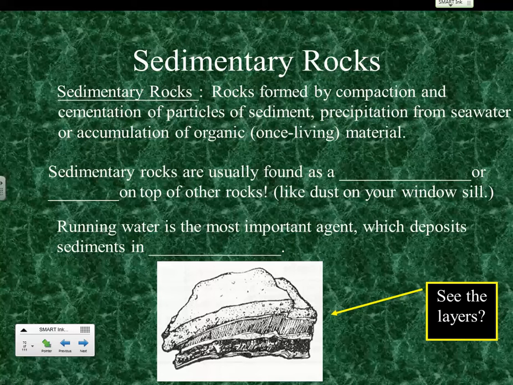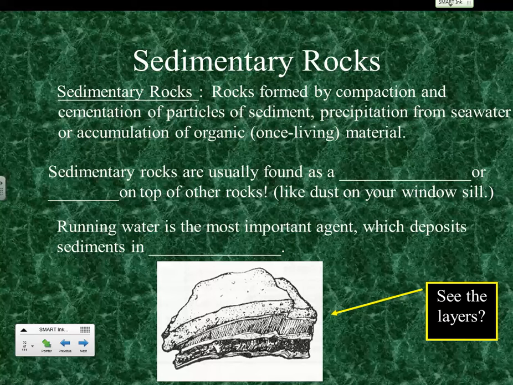And third, these rocks can form from the accumulation of organic material, once living things, whether it be little tiny dead bodies of creatures on the bottom of the seafloor, or coal, where there used to be rainforests on the land. And the rainforest areas eventually died off, climate change perhaps, and formed layers of organic rock like coal.